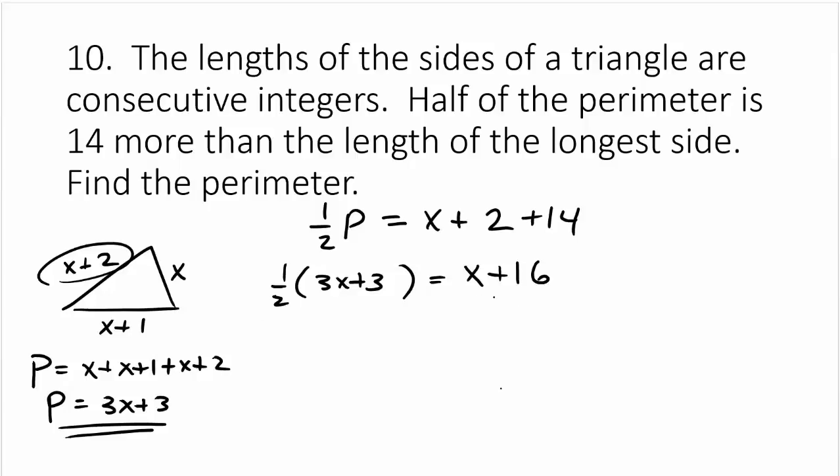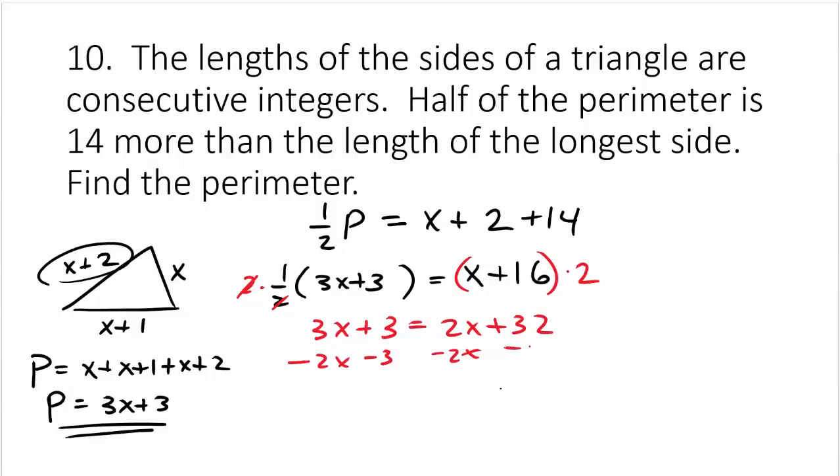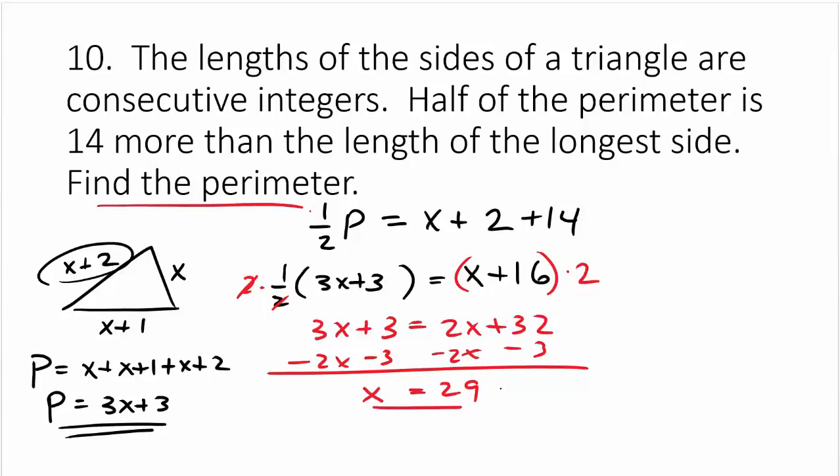I'm going to multiply both sides by 2. So that will give me, again, the whole side by 2. This will just give me 3x plus 3. And this side will give me 2x plus 32. I can subtract the 2x and subtract the 3. So we get 1x equals 29. So x is 29, but the question says find the perimeter. So we can either plug 29 back in here or find the three sides and add them together. Doesn't matter. So 29, 30, and 31. The perimeter is 90.